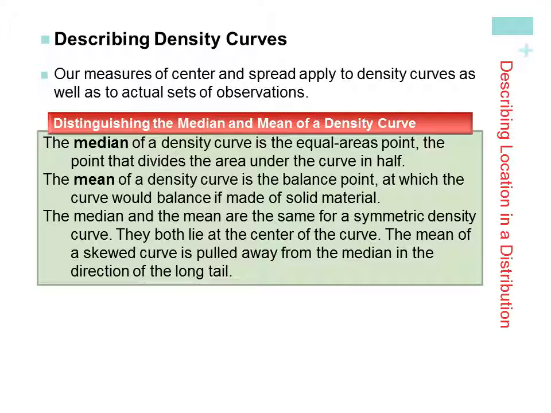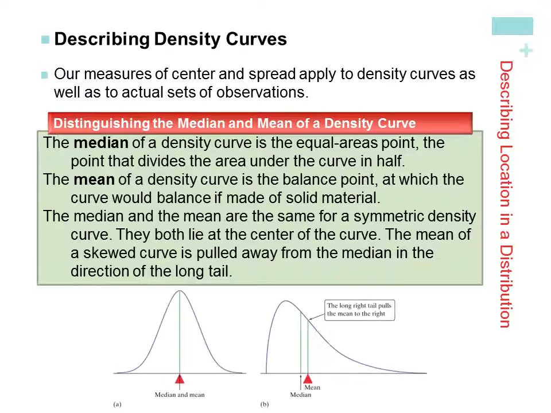The median and the mean are the same for a symmetric density curve. So that means if we had something that was perfectly symmetric, a perfect bell curve, the mean and median would be exactly the same, and they would both lie at the center of the curve. The mean of a skewed curve, remember, is pulled away from the median in the direction of the tail. So if we have a long left tail, the mean is going to be pulled towards that tail.